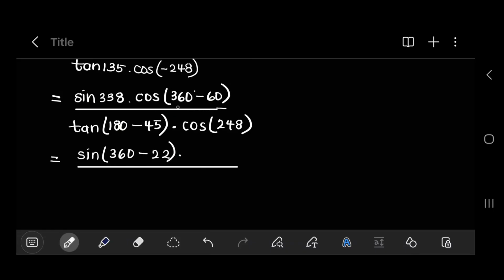Next to that, we have cos of 360 minus 60. 360 minus lies in the fourth quadrant where cos is positive, so that just becomes positive cos 60 degrees. Then focusing on tan 180 minus. 180 minus lies in the second quadrant where tan is negative. So that becomes negative tan 45. And what about cos 248? That is not simplified. That is not reduced. So let's further reduce that.